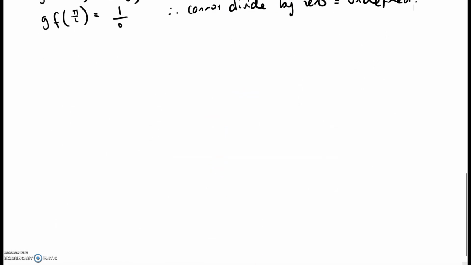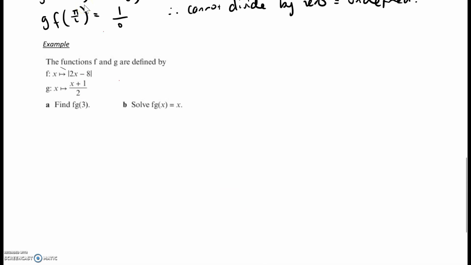Alright, last one. So we've got f of x is the absolute value of 2x minus 8. Now, that notation there means the same as f of x. And g of x is equal to x plus 1 on 2. First one, I'm going to find f of g of 3. So again, we're putting g into f. So f of g, I'm going to work out in terms of x first.